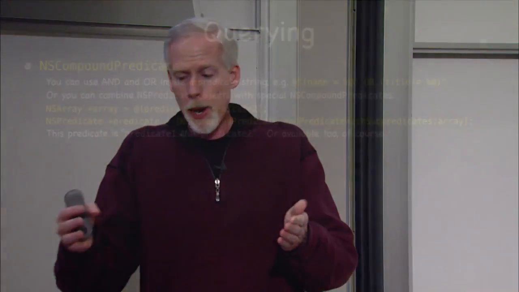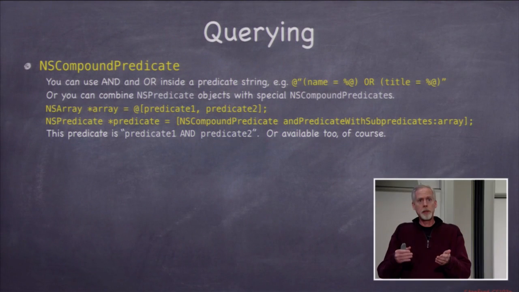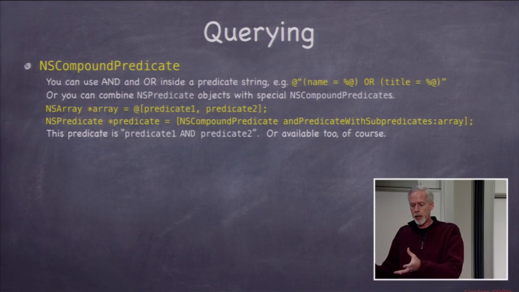Okay, so there's a bunch of examples. Again, I'm just trying to give you examples. We're not trying to teach predicates here. There's also a compound predicate. In the NSPredicate, you can say and or. So you could say name equals %@ or title equals %@, if you had an object that had a name and a title. Or you could say who took dot name equals blah or title equals blah. Kind of wouldn't make much sense, but you could.